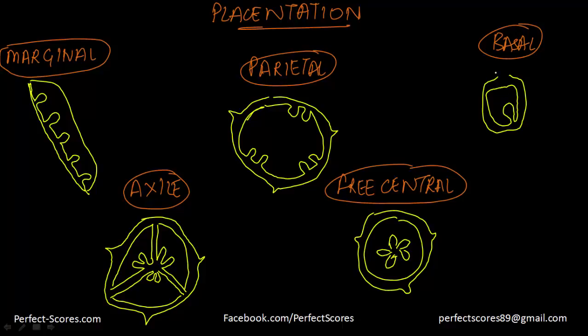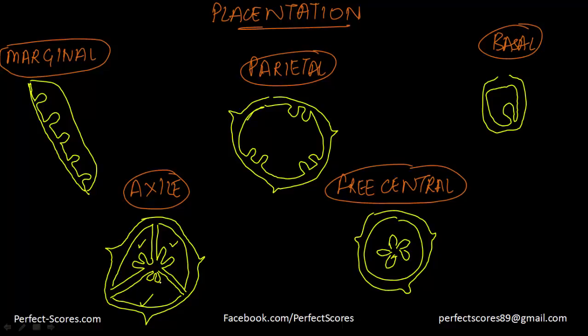So now I think it will be clear that in marginal, the placenta is like a ridge along the ventral suture of the ovary. The ovules are usually in the form of 2 rows, for example in pea. Now in axile, the placenta is axial and the ovules are attached. It's a multilocular ovary. That means you have these 3 chambers over here. For example, in tomato and in the case of lemons also.